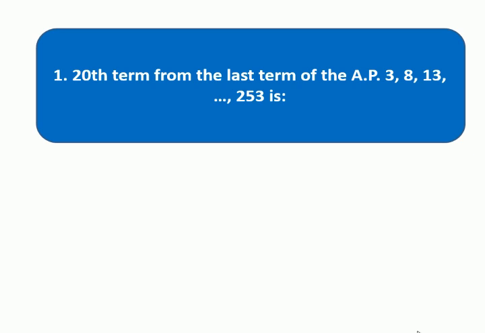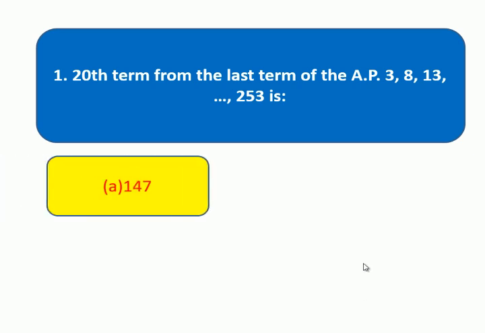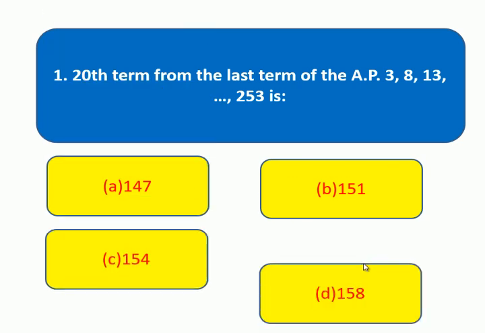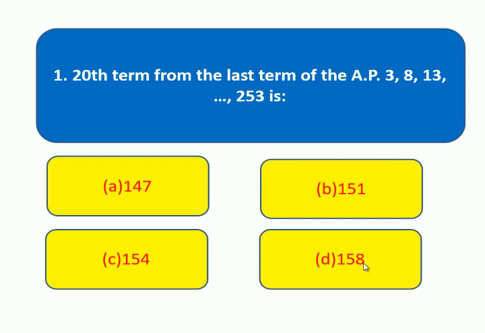Here is your first question. The 20th term from the last term of the arithmetic progression 3, 8, 13, ..., 253 is. You have to find the last term of the arithmetic progression. The options are 147, 151, 154 and 158. So you have to find the 20th term of the given arithmetic progression. The answer is either A, B, C or D. Write down the correct answer. Now move on to question number 2.